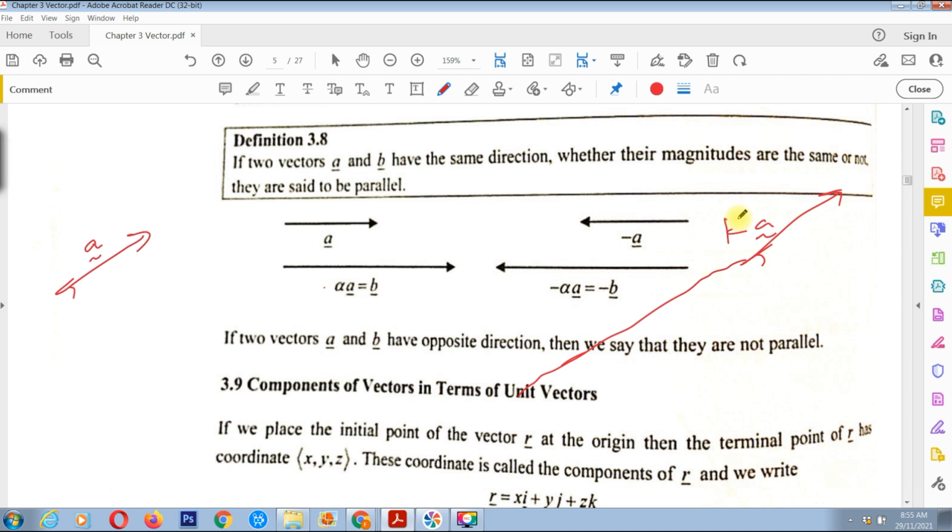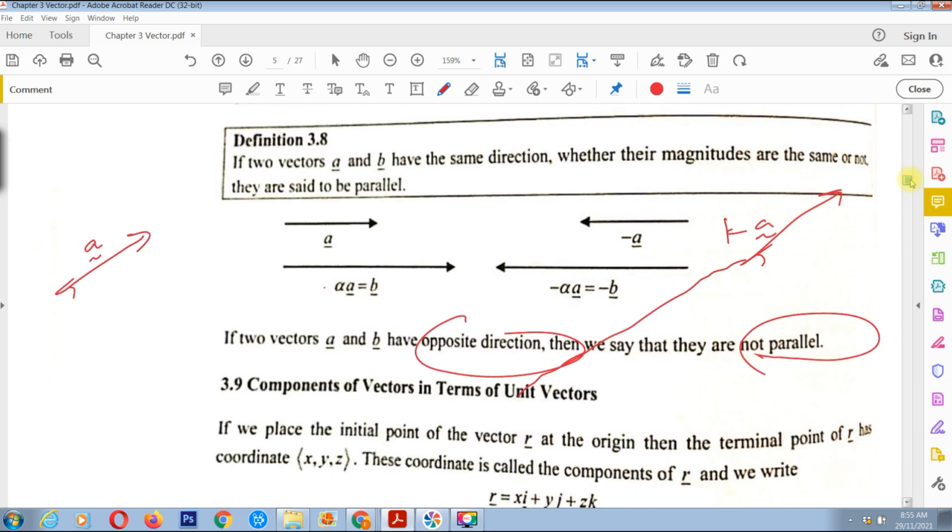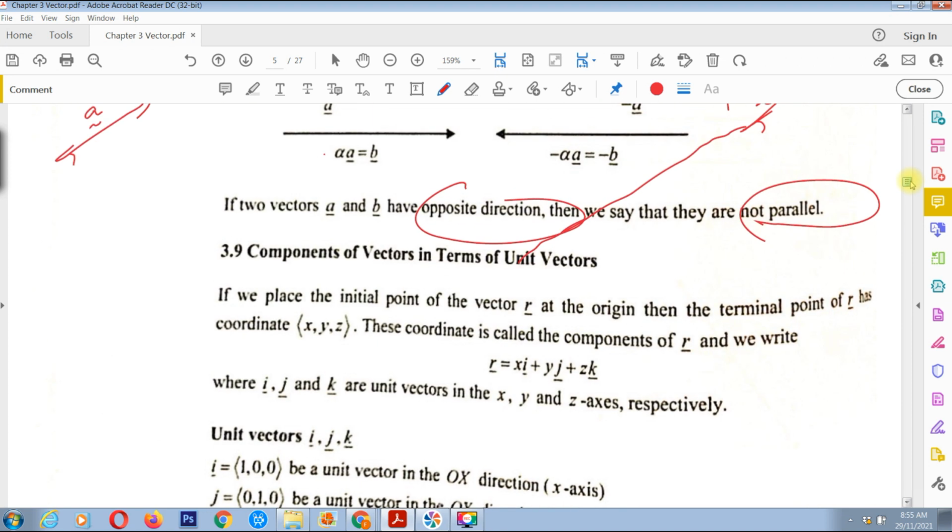But if two vectors have opposite direction, it's not parallel. Opposite direction is not parallel. But if same direction, it's parallel.